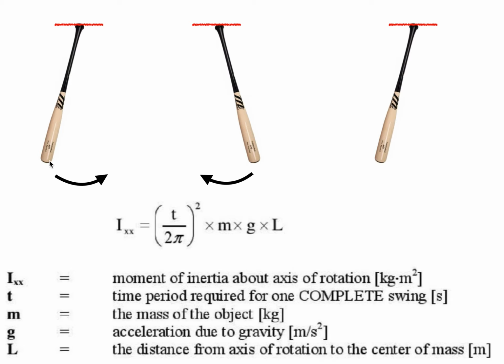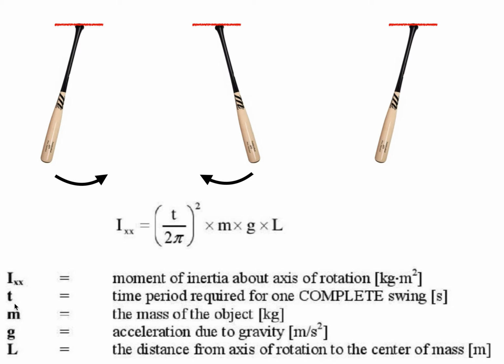So for example, we have a baseball bat here. We fix one end on the axis of rotation. So here is the axis of rotation. And we release the baseball bat from here. It's going to swing, right? So it's going to swing here, like the second picture, and then swing back to the original position. So this is a complete swing. You go to the other end and go back to your initial position. That's one complete swing. And the time period required for one complete swing will be T.